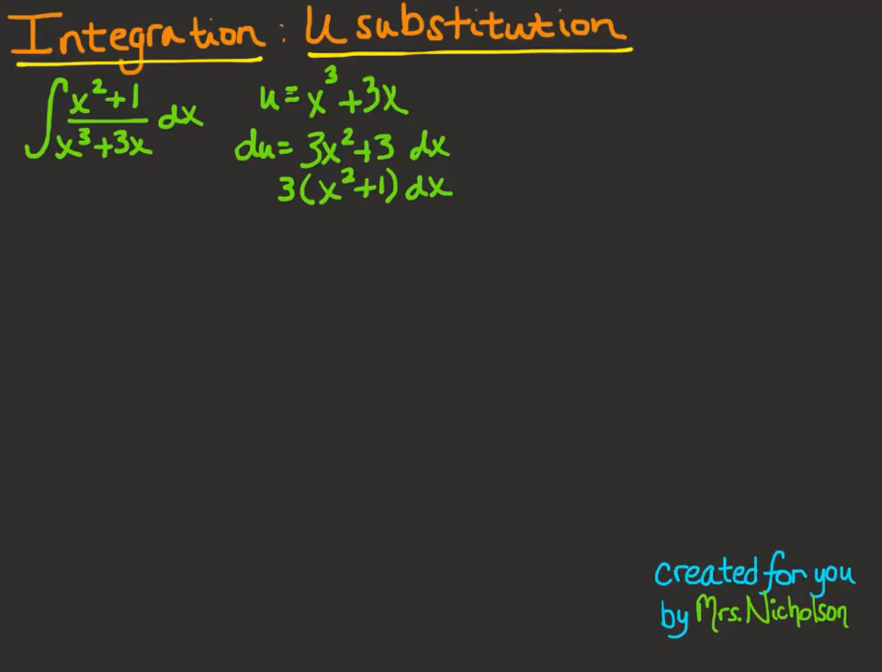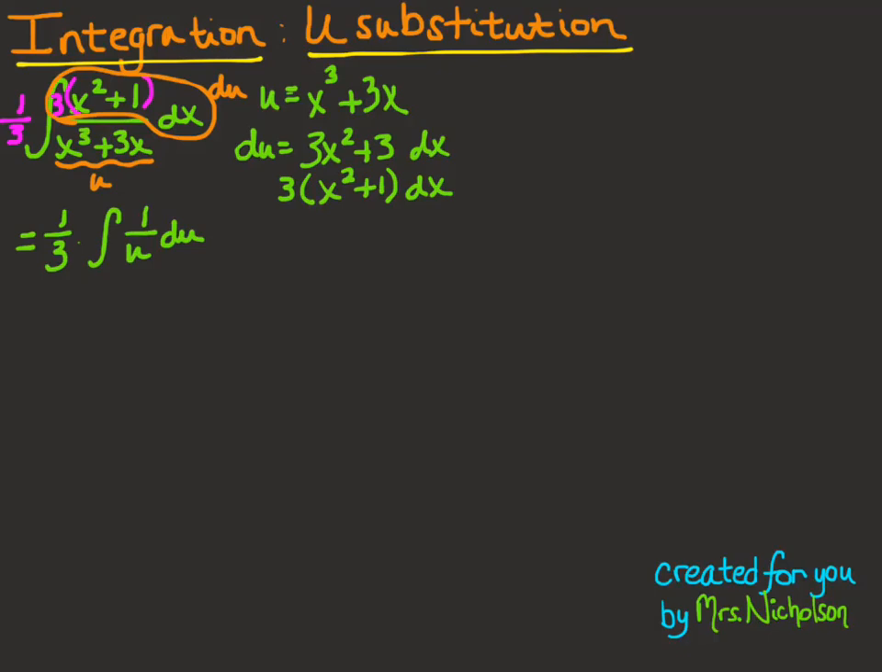So all I need to do is multiply in a 3 here in my integral, times 3, and I'm going to multiply a 1/3 in front to balance out or cancel out that 3. So now here is my u, and then all of this is equal to the du. So we're ready to rewrite the integral. This is equal to 1/3 times the integral of 1 over u du.